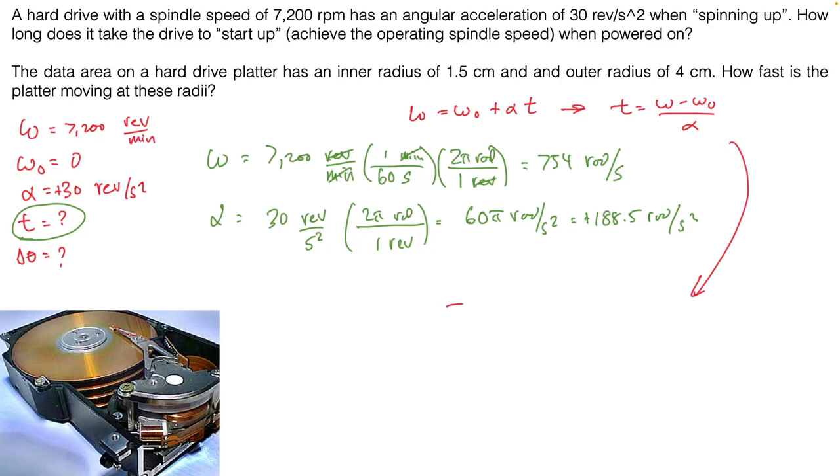So now I can just drop the numbers in. T is equal to 754 minus 0 all over 188.5. We'll put a positive sign on it because it's speeding up. And we get 4 seconds. We're close enough to 4 to call it 4.